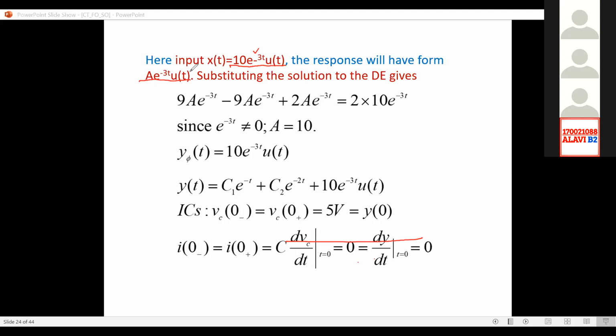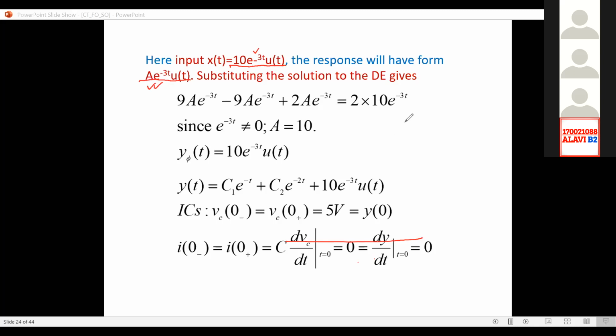This solution is for your particular solution, that is, the solution due to input. Here we do not know the value of a; that a we have to determine. Another important thing is that your differential equation has two solutions, one is homogeneous and another is particular. Your particular solution is actually the steady state solution. If we assume this is your solution, then it must satisfy the differential equation.